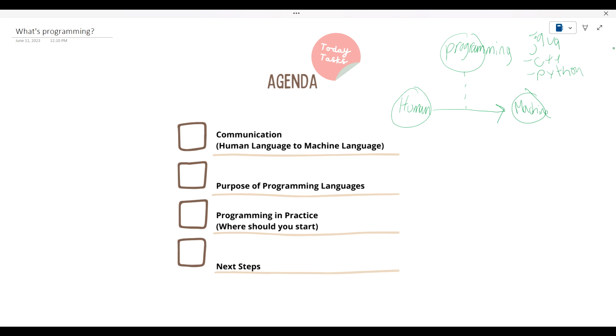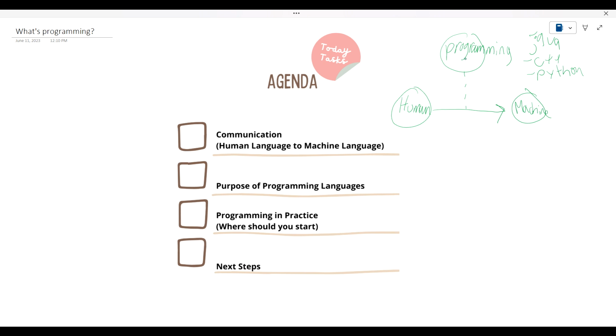So I need to code to make my machine understand what I want it to do. So programming languages are a mix between human language and machine language. It has elements from the human language and the machine language to build an interface between human and machine, to make that interaction between humans and machines possible. So that is where programming languages come into place in communication between human language and machine language.